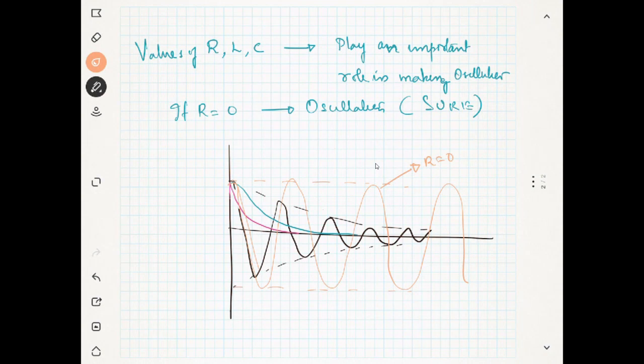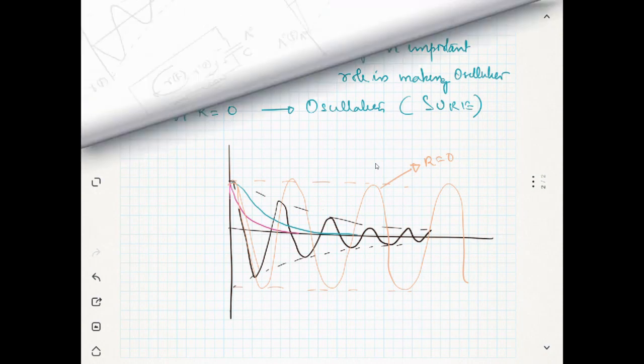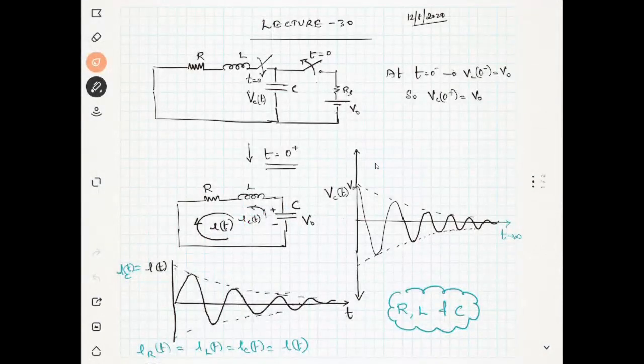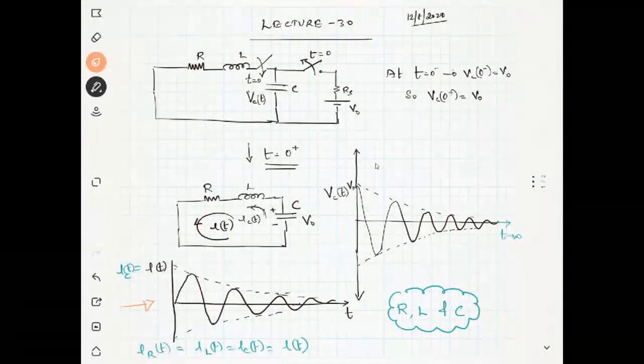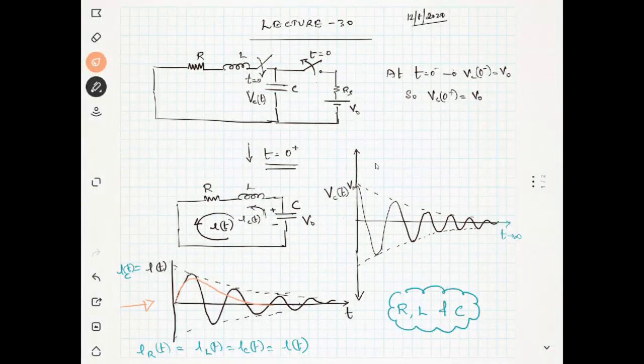Similarly, the current waveform will also take a shape. Sometimes it will be oscillation. You can see here the current waveform is oscillating. This one I am talking about. But sometimes it will go like this also, according to the value of R, L, and C. So R, L, and C will play an important role here.